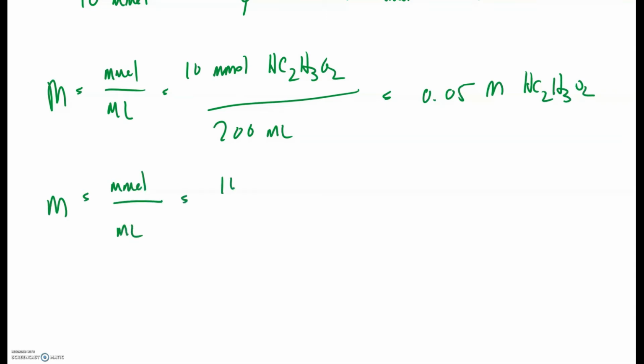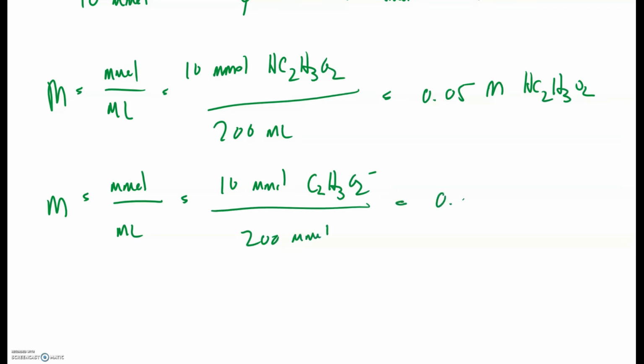We did 10 millimoles of acetate after the reaction in our 200 milliliters. Look at that. These guys are now equal. I think you know what's going to happen when we plug this into Henderson-Hasselbalch. But let's do it anyway.